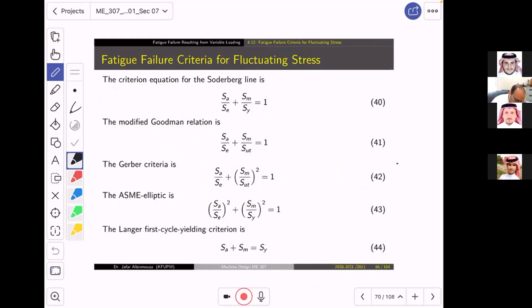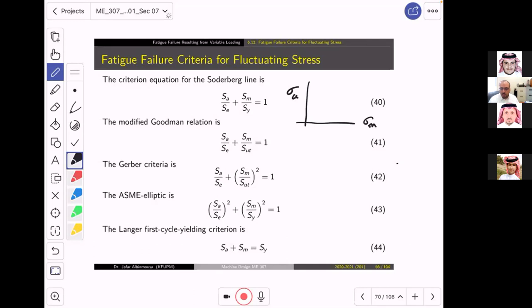Söderberg said, well, my equation, his proposal, always now on the x-axis, what do we have? We have sigma mean. Well, on the y-axis, we have sigma amplitude. The question, what is the point of sigma A which is dangerous, and what is the point on sigma M, sigma mean, which is dangerous, and what is in between them? Is it a straight line? Is it a parabolic line?